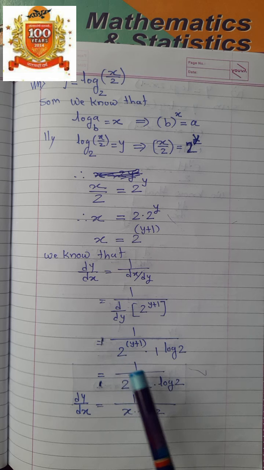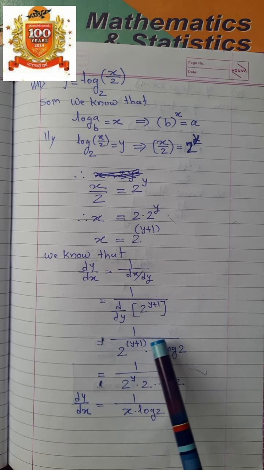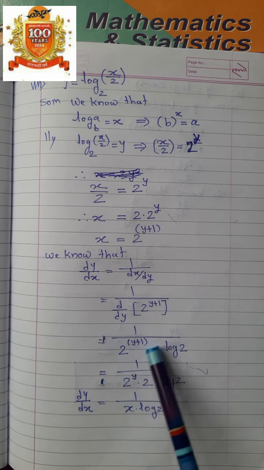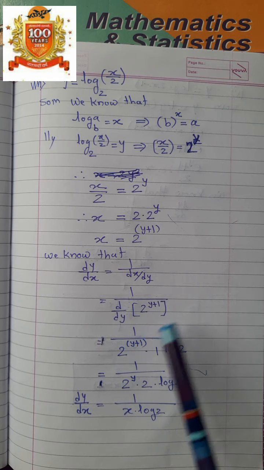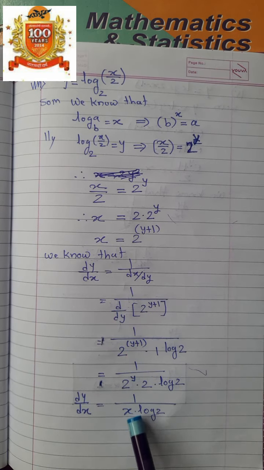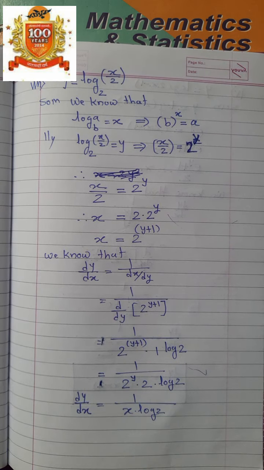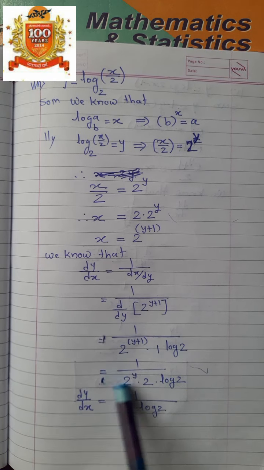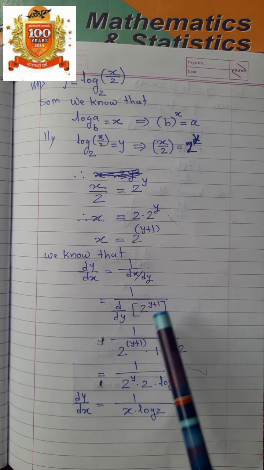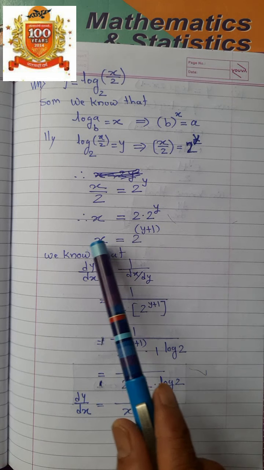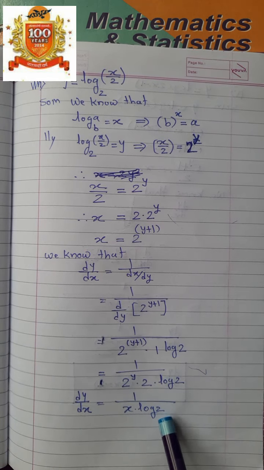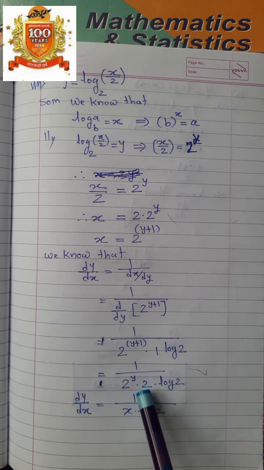Otherwise, you can put the value here. What is the value of this? This is equal to 2 raised to power y plus 1, which means x. Directly we can get the answer from this step. No need to write this step, isn't it? Put the value of 2 raised to power y plus 1 is equal to x here, into log 2. Means dy by dx is equal to 1 upon x into log 2. In this way we complete question number 1.